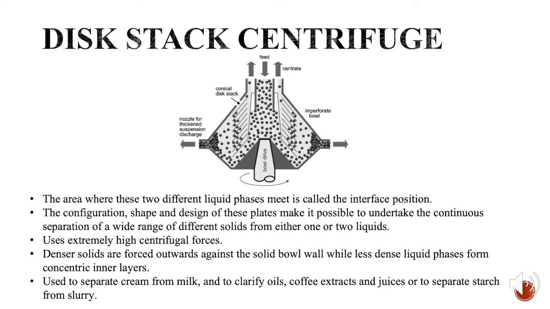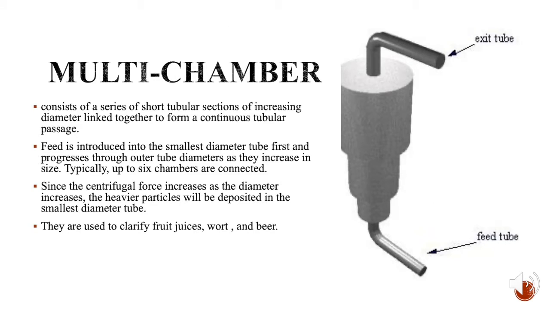Second type of centrifuge is the disc-stack centrifuge. This type of centrifuge uses extremely high centrifugal force. Denser solids are forced outward against the solid bowl wall, while less dense liquid phases form concentric inner layers. It is used to separate cream from milk and to clarify oils, coffee extract and juice, or to separate starch from slurry.